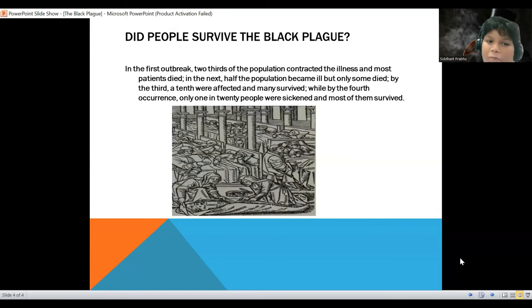Did people survive the Black Plague? In the first outbreak, two-thirds of the population contracted the illness and most patients died. In the next, half of the population became ill, but only some died. In the third, a tenth were affected and many survived. In the fourth occurrence, only 1 in 20 people were sickened, and most of them survived.